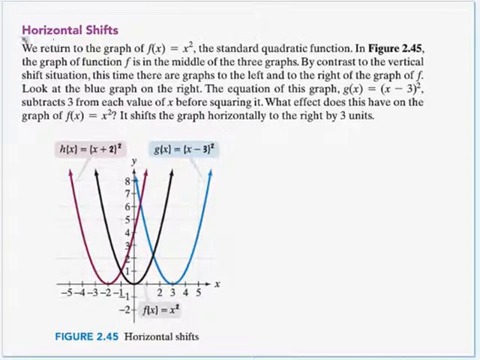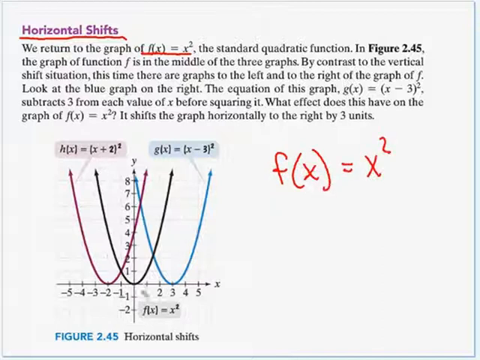Now, a horizontal shift is left or right. We return to the graph of the parabola, f of x is x squared. In the figure below, the graph of function f is in the middle of the 3 graphs. By contrast to the vertical shift situation, this time the graphs are shifted left or right. So if we have f of x equals x squared, again, that's the one in the middle. Now, instead of putting a plus or minus a number outside of the squaring function, a horizontal shift will actually be inside the thing that we're squaring. So we're going to have x plus or minus some number. That number is our shift left or right.